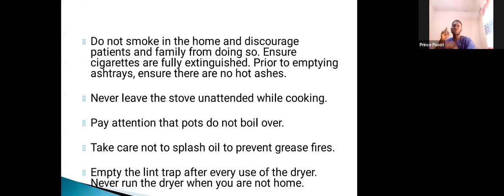Okay, so I repeat again, do not smoke in the home and discourage your patients and family from doing so. So ensure that cigarettes are fully extinguished prior to emptying the ashtrays and ensure there are no hot ashes. Never leave the stove unattended while cooking.